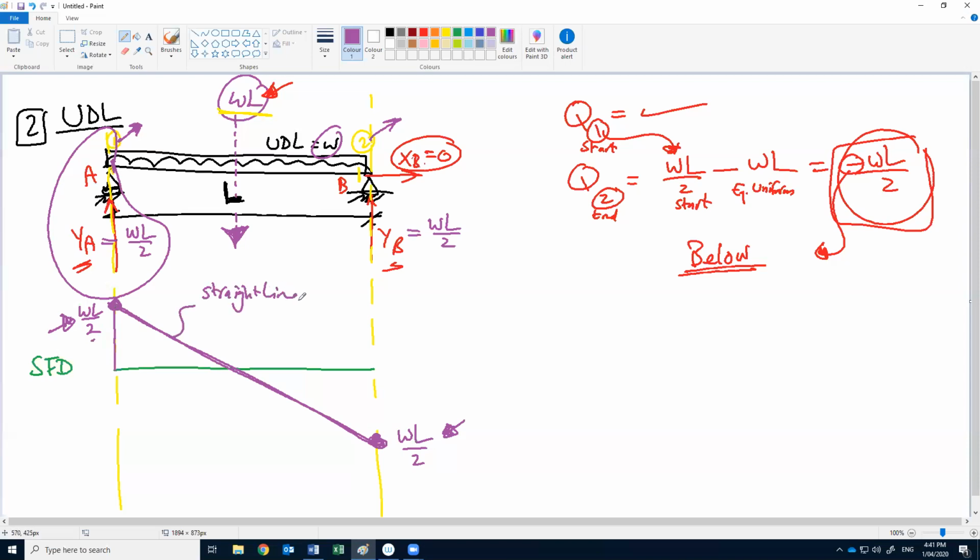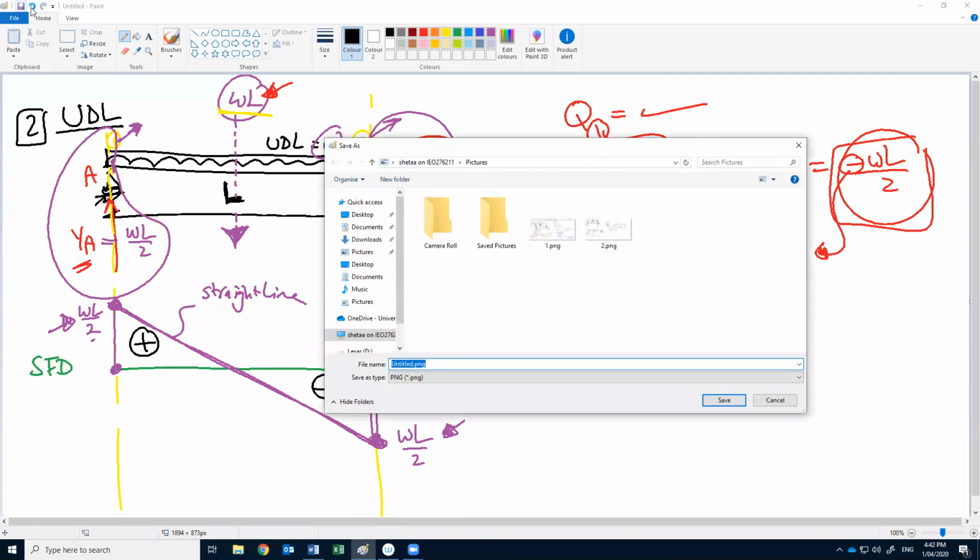Okay. After section 2, what do we have? We have this shear or this force WL by 2. This force will make us reach 0 again. So we start with 0 and end with 0. What is the sign for this shear? Here above the datum it is positive, here below the datum it is negative. Do you have any question about this one? No. Okay.